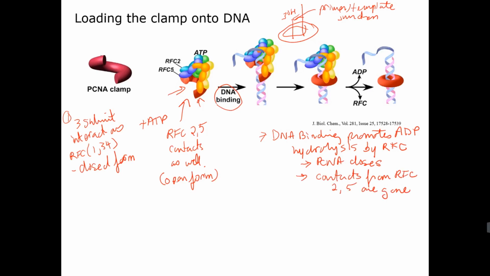Okay. And the contacts with 1, 3, and 4 still remain, and PCNA goes from an open lock washer to a closed one, and now is encircling basically this double-stranded DNA. And then further downstream of ring closure, this then promotes the dissociation of RFC.